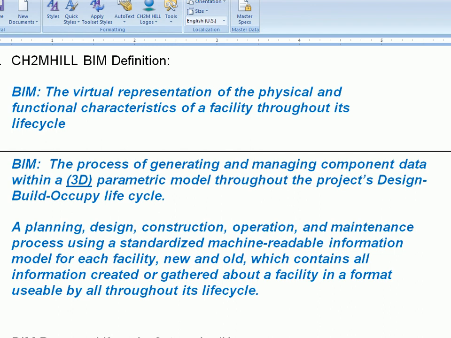And you can see at the bottom we have a little more of an advanced definition, which describes what BIM actually does, expanding on the life cycle and what the virtual representation actually is. Any one of these three definitions would be acceptable for use within proposals or discussions with other members of your offices or business groups.